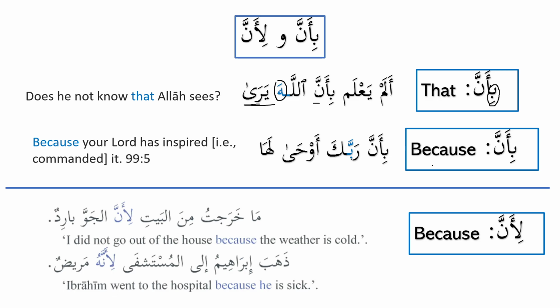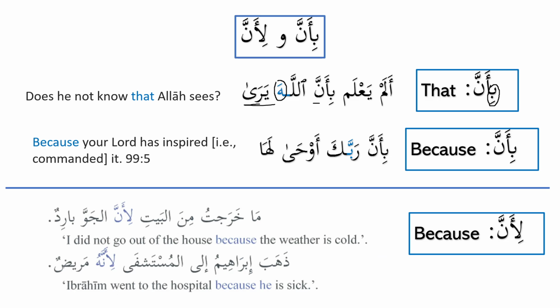And also it means because, and the example from the Quran, بِأَنَّ رَبَّكَ أَوْحَى لَهَا, because your Lord has inspired, i.e., commanded it. So bi'anna is also one of the particles that we have learned, and I think it's worth mentioning, to keep them close to inna wa akhawatuha, so that we know that these two also exist.